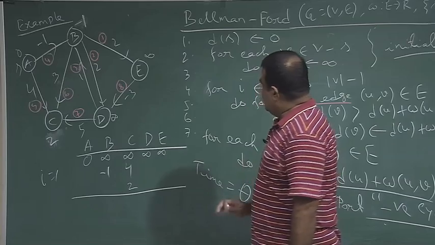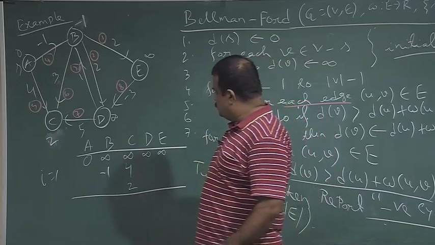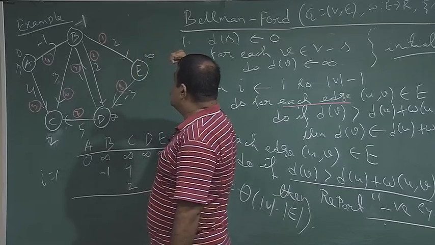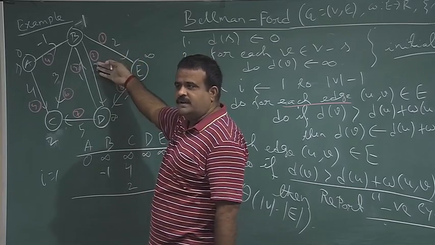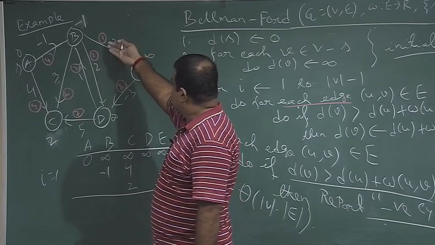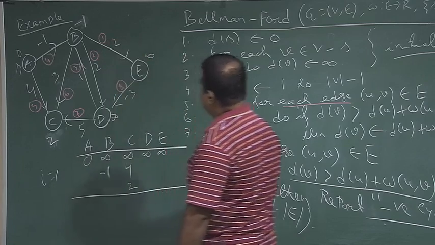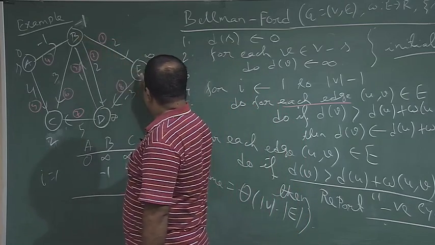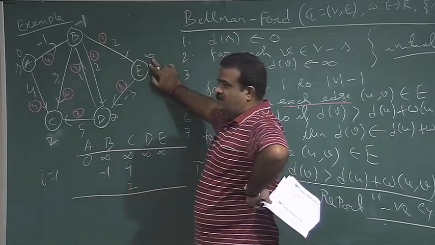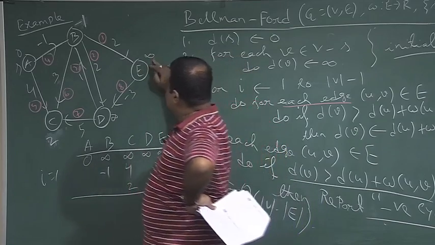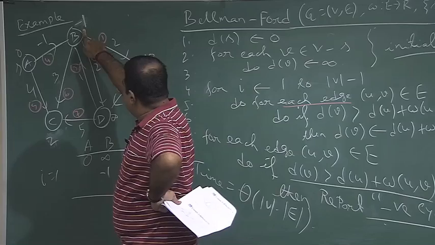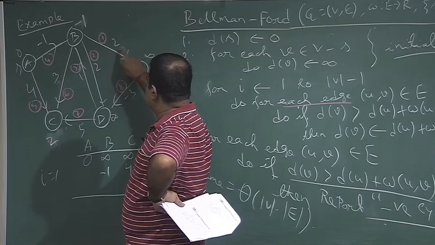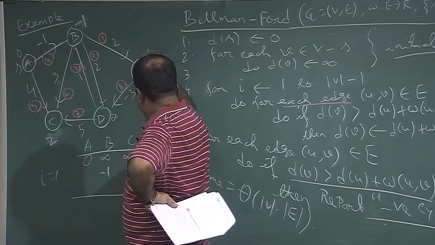Again, we take i equal to 2. Now for i equal to 2, again we start from edge number 1, but we could use a different numbering also in this case, but for simplicity we will use the same numbering. Edge number 1, this is u, this is v. The distance of this was infinity. Now we have a path, we can go from S to this node with a cost minus 1, then we can take this direct path with 2. So this is plus 1.